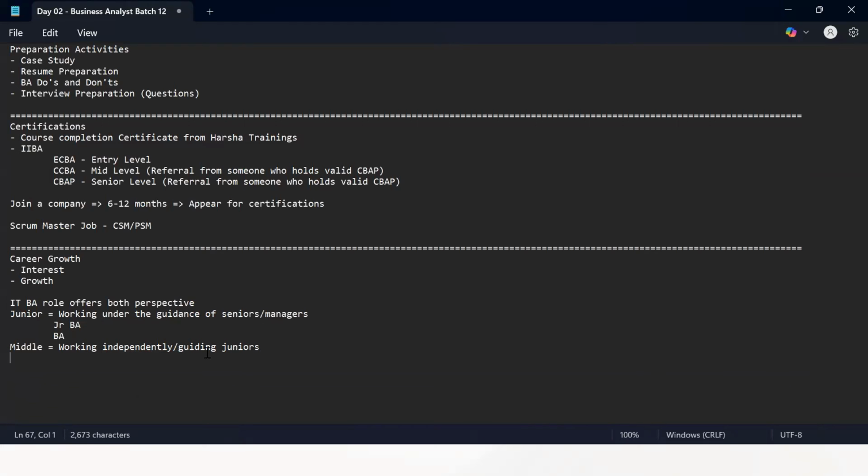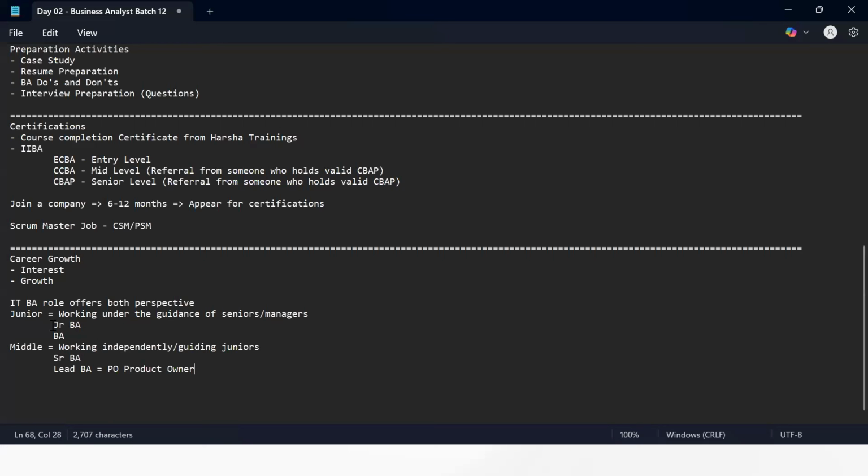So now you are handling your client meetings all by yourself. You are able to execute your projects all by yourself. Plus you are guiding or mentoring juniors as well on how to conduct yourself as a BA. This is where you'll get posts like senior BA or lead BA. A senior BA is more of an individual contributor. A lead BA is more of a person who is managing multiple BAs under them. Now, lead BA often translates into PO or product owner roles.